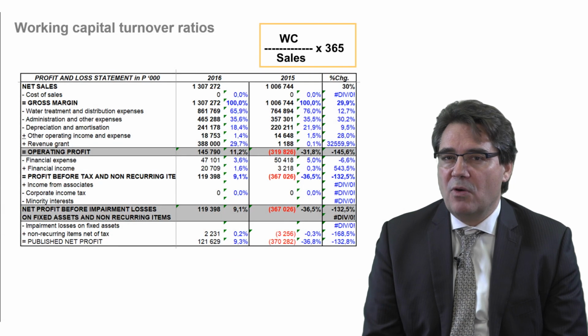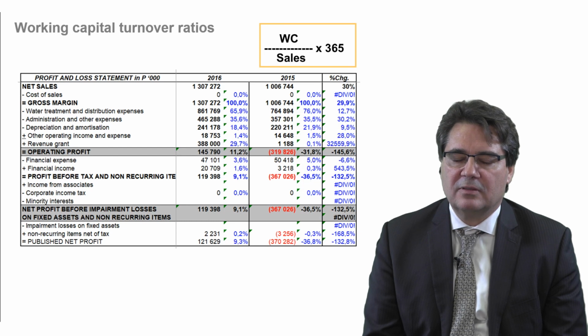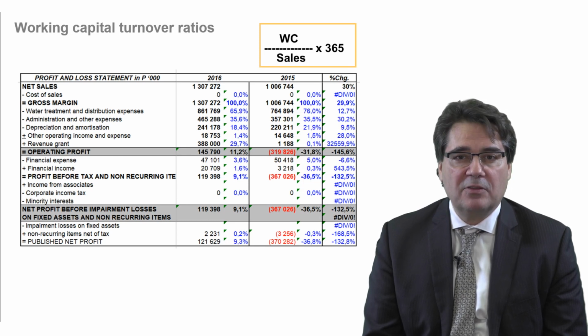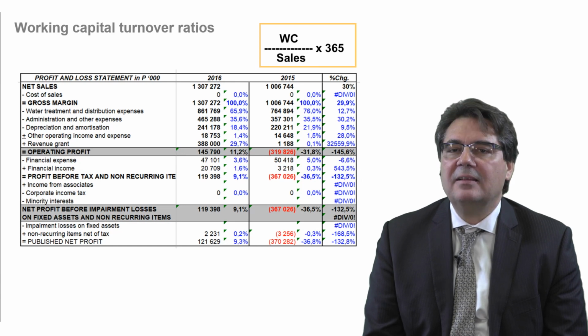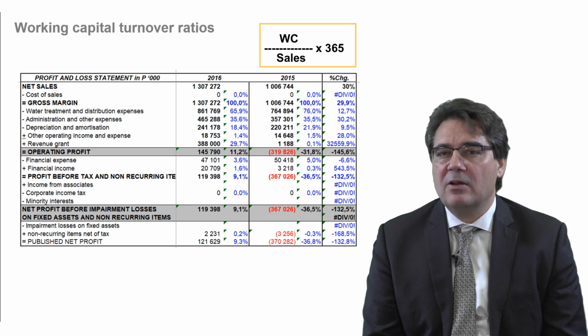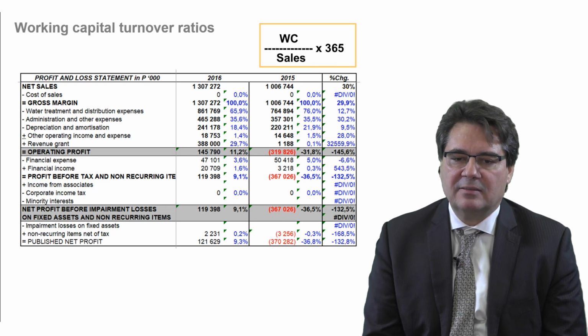Now, let's compute the working capital turnover ratios. This calculation requires the amount of net sales appearing on the P&L. Net sales are out of VAT. It is highly recommended to use the VAT-included sales in case you know the VAT rate. In this case, we apply a 12% VAT rate.